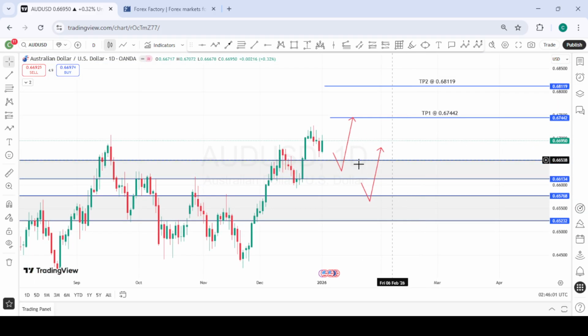Until then, we'll be looking out for sells. If you're a day trader, you can look out for sells into these areas of interest we have below.